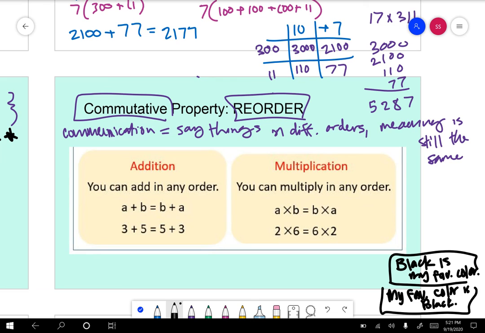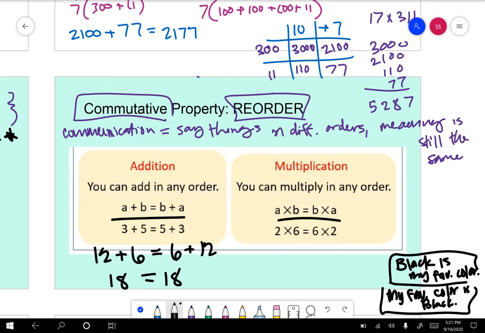So with commutative property, if everything's being added or if everything's being multiplied, we can reorder things and the answer will still be the same. So 12 plus 6 gives us 18. But we could reorder that and say 6 plus 12, right? And that will still be 18. You can also do this when there's groups, okay?